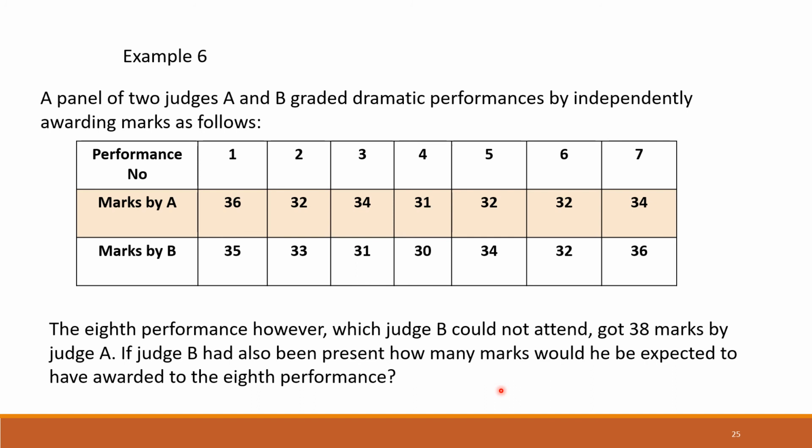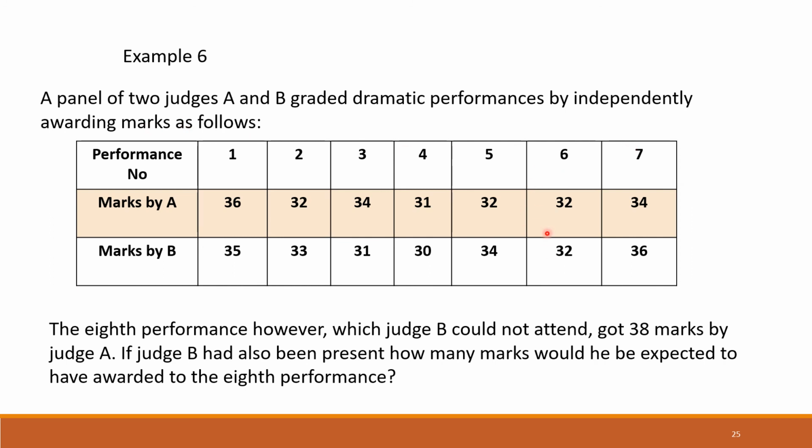We want to calculate Y when X is 38 marks by judge A. So judge A has given 38 marks. We have to calculate the marks given by judge B, which means you have to calculate Y when X is equal to 38. So we have to calculate the regression line. After calculating the regression line of Y on X, put X is equal to 38 and calculate the value of Y. So n is equal to 7.